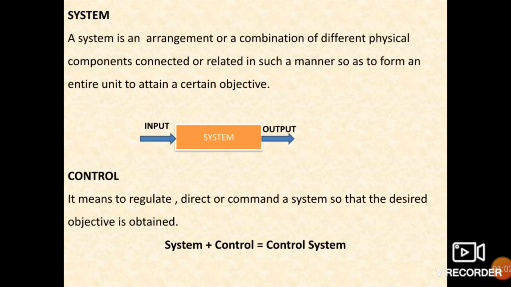We can also say a system is an arrangement of different physical components connected in a manner to form an entire unit to attain a certain objective. That is, we design a system to meet a certain objective. Okay. For a particular purpose only, we design a system. For example, if I am considering an electric bread toaster, what is the purpose of the electric bread toaster? To toast the bread. Okay.